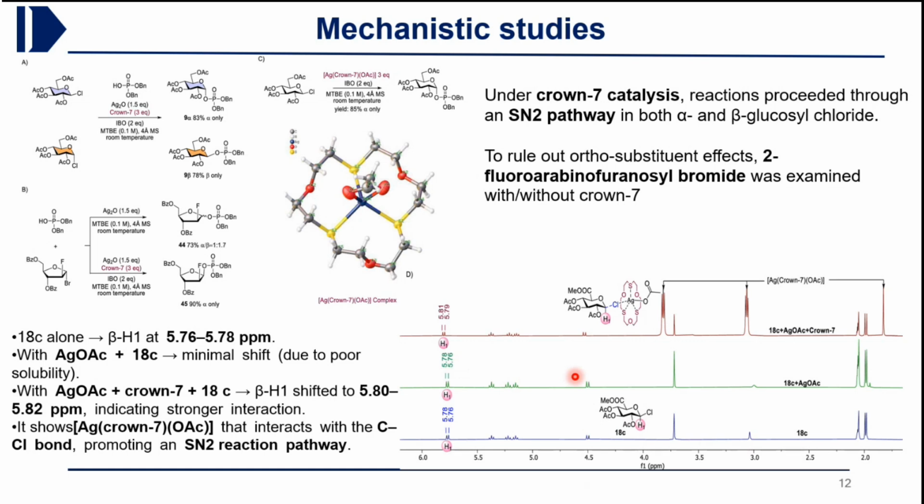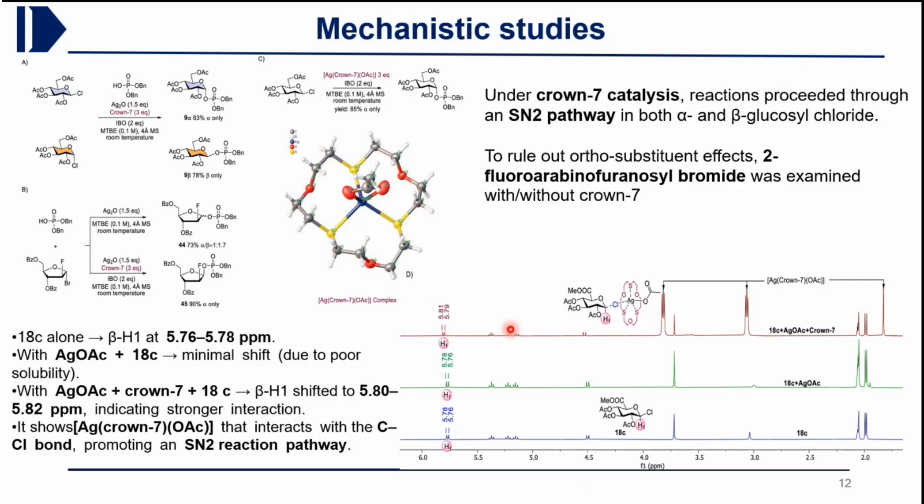That means there is no coordination between 18C and the silver salt because of the poor solubility of the silver salt. Now they added the crown ether, because of which the silver salt is properly soluble, and now there is proper coordination between the chloride and the silver salt. They mentioned this because there is a shift in the beta hydrogen: 5.78 shifts to 5.81 and 5.76 shifts to 5.79. That means there is coordination between this glycosyl chloride and the silver salt because of the crown ether. It shows that they interact with each other, and this reaction proceeds through the SN2 pathway.